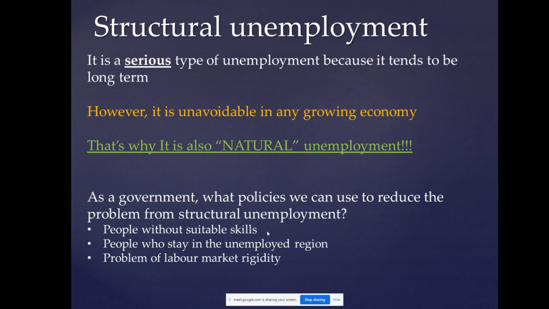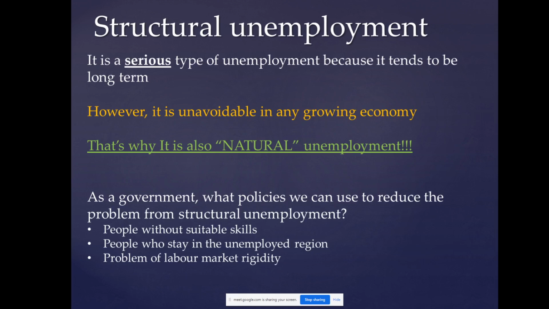Let's focus on the first one. For the first one, what can you do as a government? Yeah, training programs, that's good. Training programs, education programs, right? There you go. Just like that.